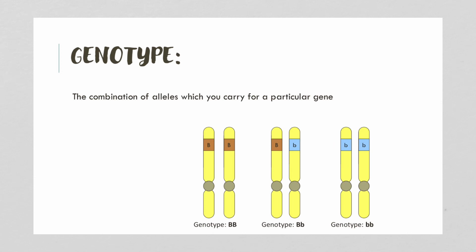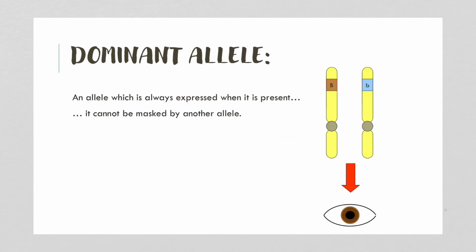Remember again that you get 2 copies of every gene because you get one from your mom and one from your dad. So you can have 2 of the same allele, or you could have 2 different alleles. It all depends on what you inherit from your parents.